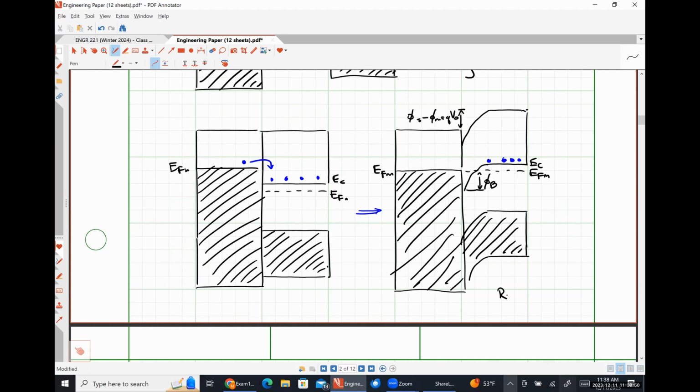So the resistance of an ohmic contact metal-semiconductor junction is the length of the junction divided by Q times mu times N_D times the area of the junction.